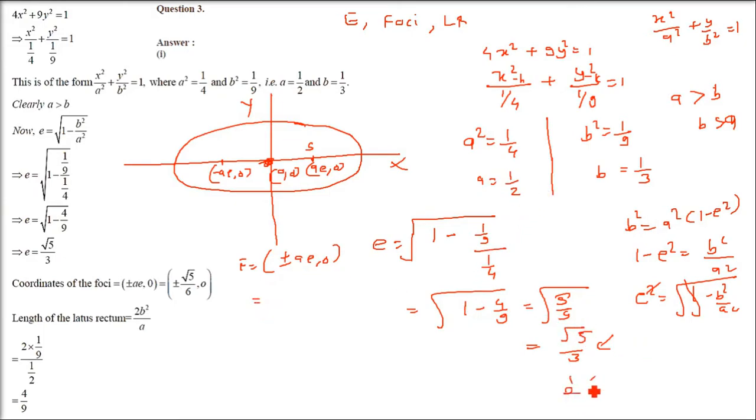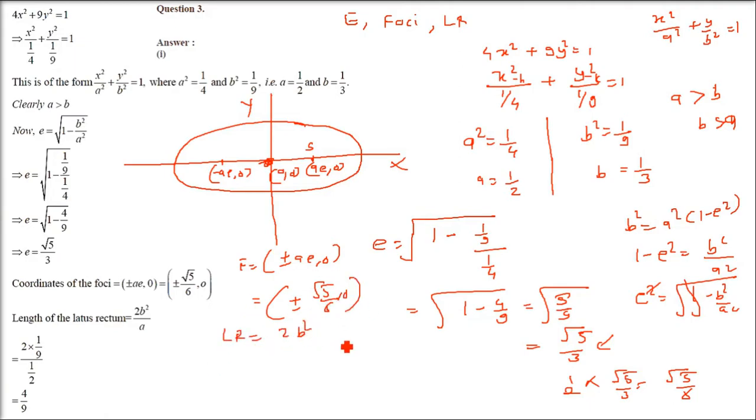What is A here? Half. What E we found? It's root 5 by 3. So we have root 5 by 6. This is root 5 by 6, plus minus, 0, and that is going to be your foci.